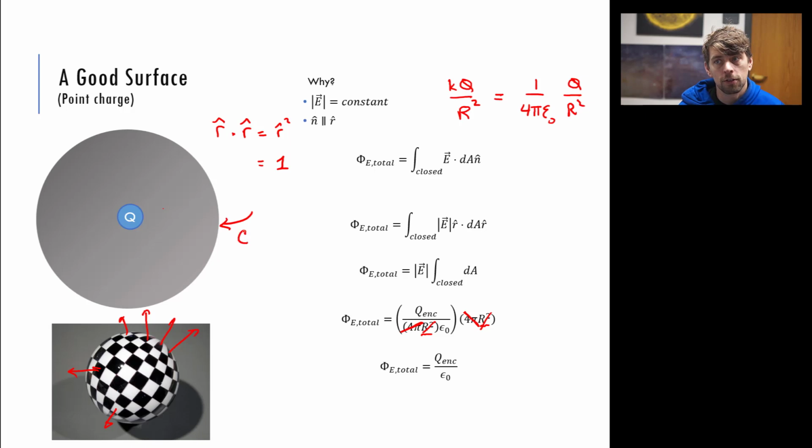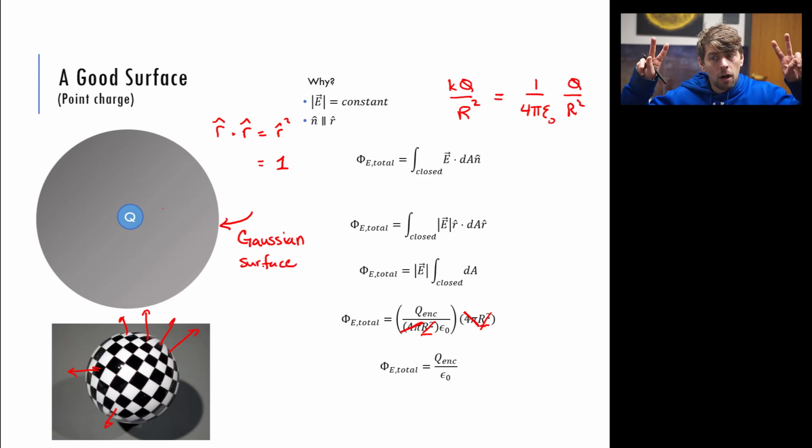Incidentally, this surface is often referred to as a Gaussian surface. It is, for lack of a better word, I'll put arbitrary. It is a user-defined surface through which you decided to calculate the electric flux. You have a free choice. With great power comes great responsibility. Make sure to choose a surface that makes your life easy. Good?